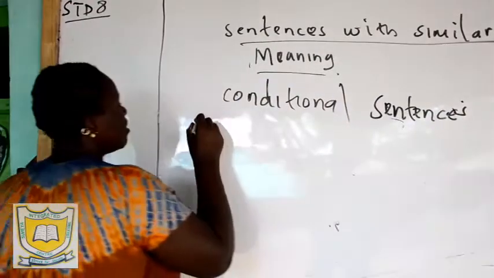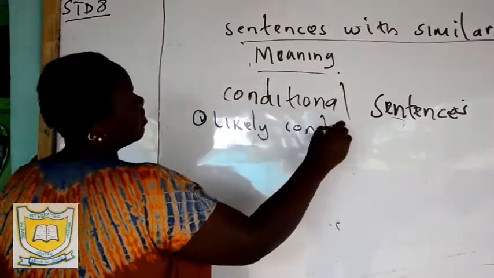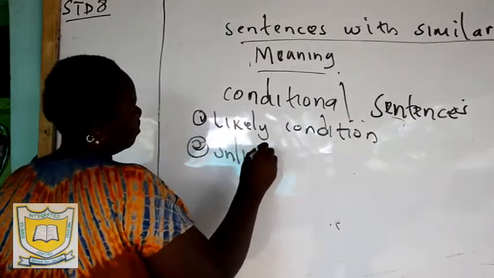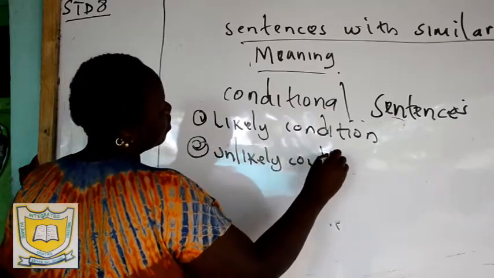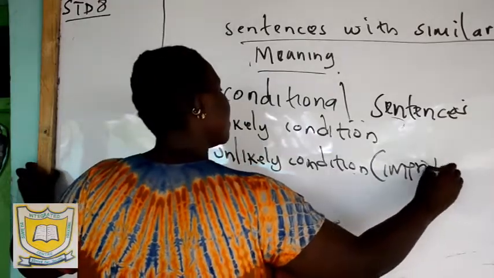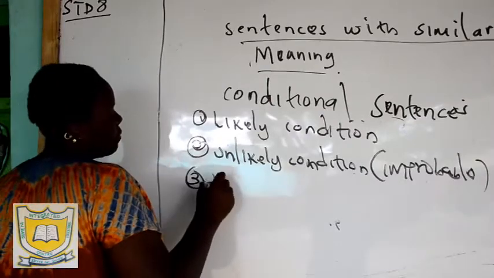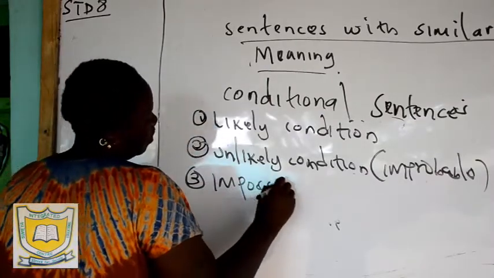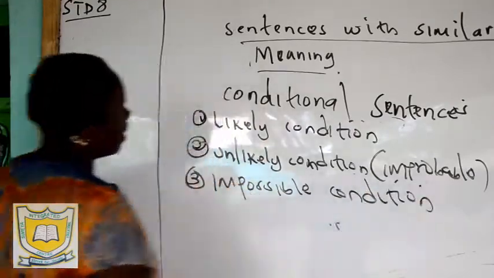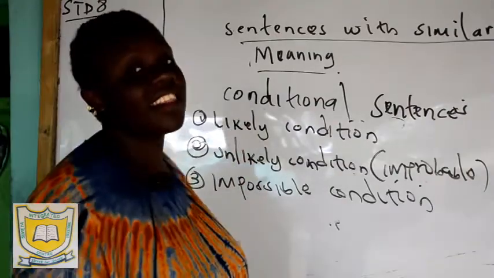Conditional sentence number one is called the likely condition. Conditional sentence number two is called the unlikely condition, also called the improbable condition. And then we have conditional sentence number three, which is called the impossible condition. So we have the likely, the unlikely, and then we have the what? The impossible condition. How do we form a sentence in the likely condition?